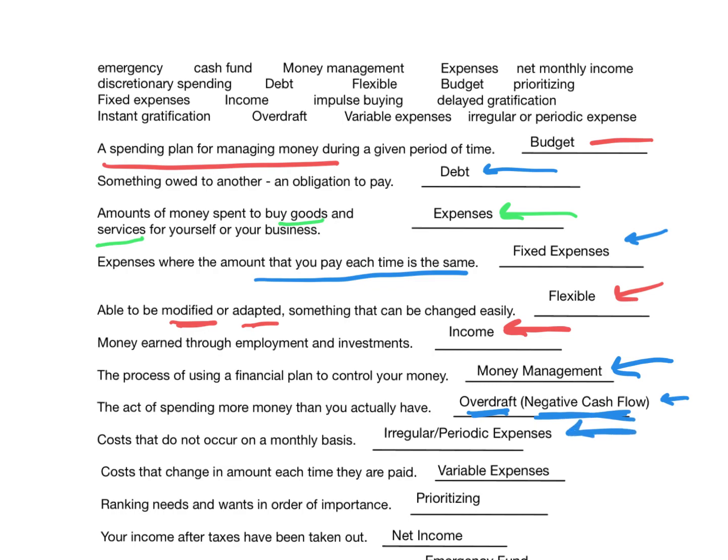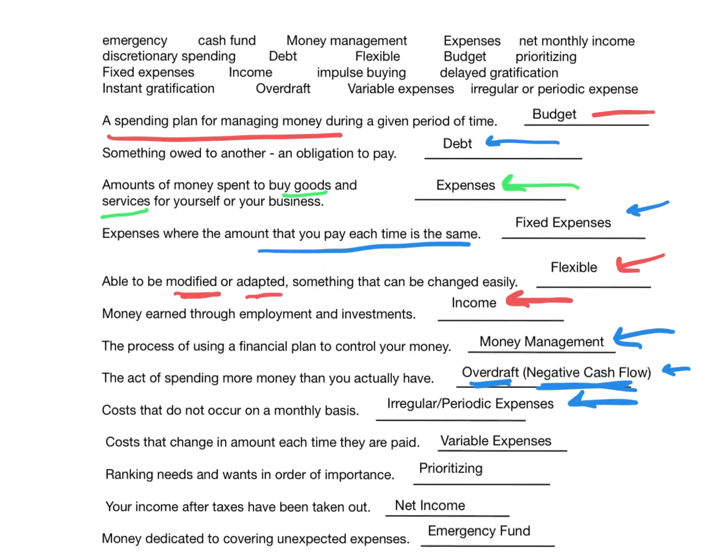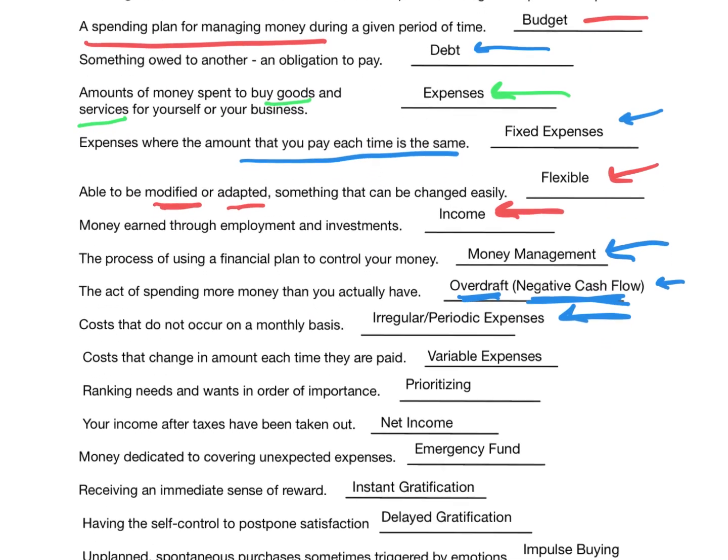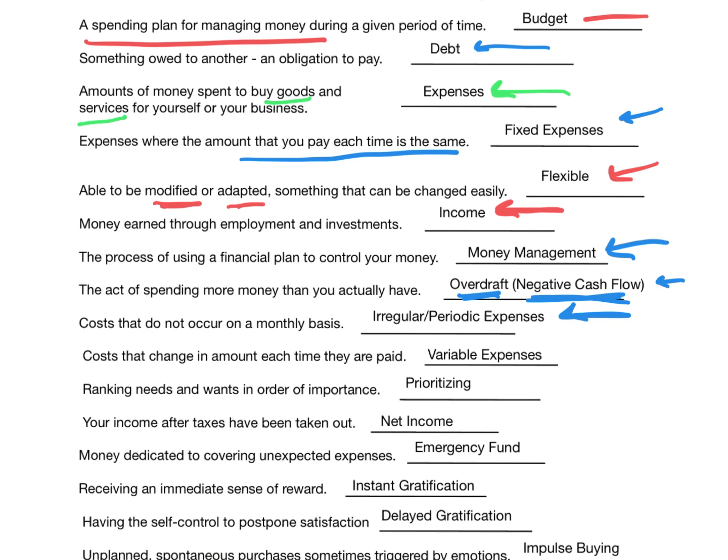There you go. Costs that do not occur on a monthly basis, those are irregular or periodic expenses. Costs which change in amount each time they're paid, variable expenses. Ranking needs and wants in order of importance, very, very important. When you set up your budget, you have to prioritize. You rank what you need and want in order.